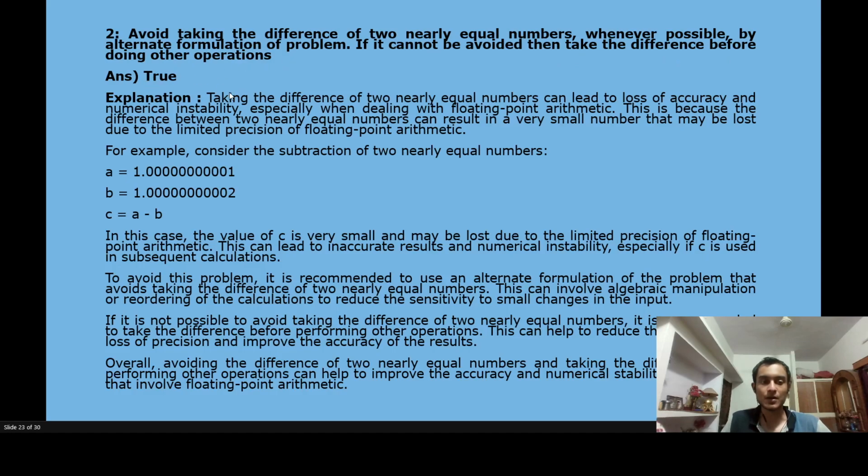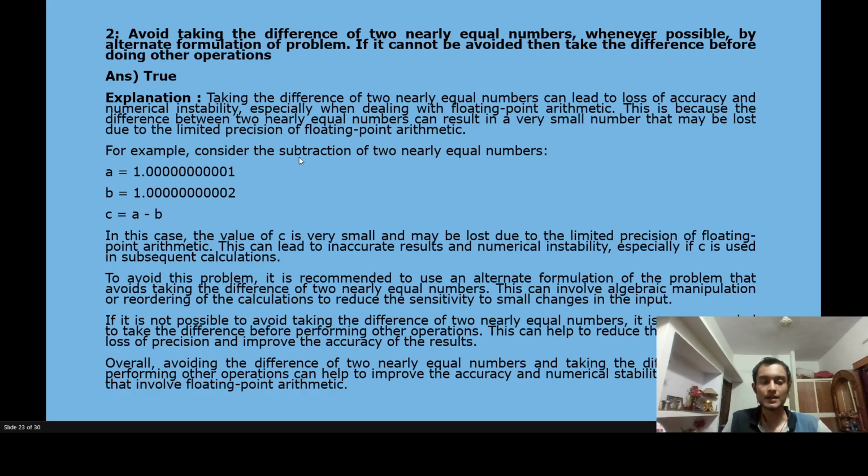This statement is true because taking the difference of two nearly equal numbers can lead to loss of accuracy and numerical instability, especially when dealing with floating point arithmetic. This is because the difference between two nearly equal numbers can result in a very small number that may be lost due to the limited precision of floating point arithmetic.